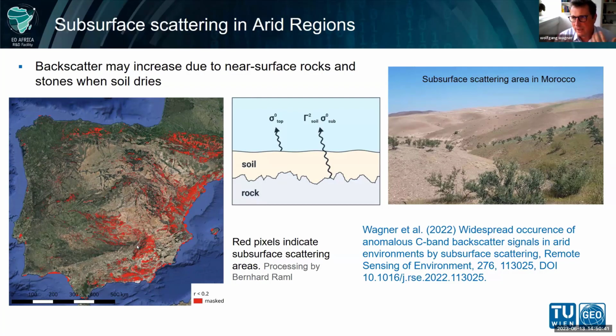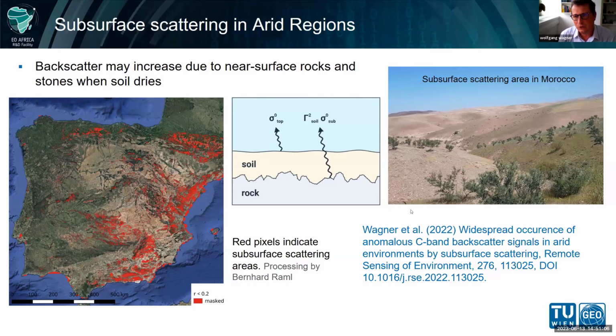And with Sentinel-1, we can now map those areas where we get subsurface scattering signals in great detail at 20-meter scale. Here it is already a bit aggregated to 1 kilometer scale for Spain. And you see here that in the drier parts of Spain, where you also have these kinds of surfaces, you have these anomalies.